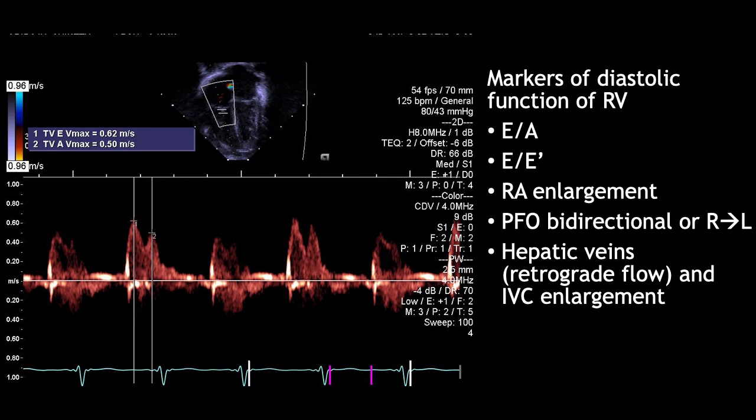Other indirect measurements are things such as right atrial enlargement, bidirectional right to left shunt at the level of the interatrial septum, and then you can also look at the subhepatic veins or IVC in terms of the flow. If there's a lot of retrograde flow, that could be a bit concerning for increased right atrial pressure.